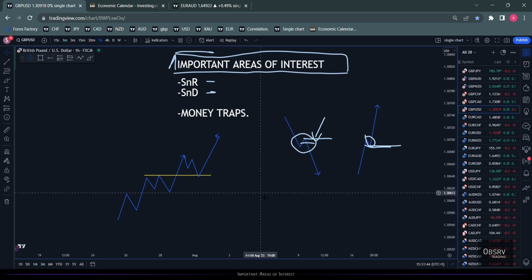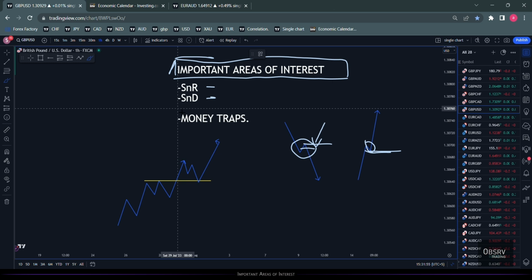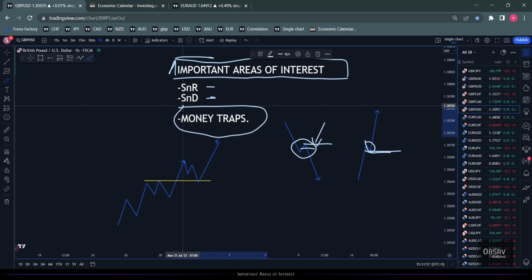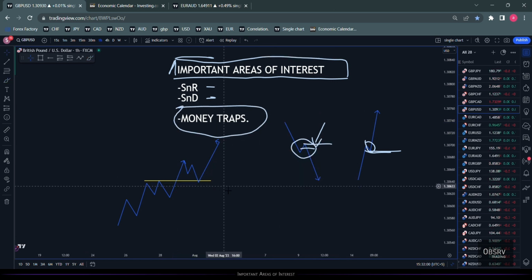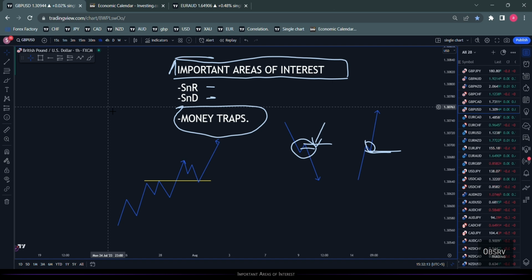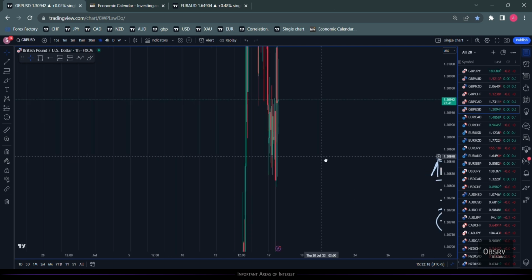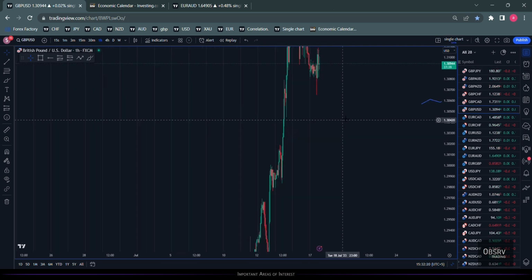Let's do a couple of quick examples of support and resistance and supply and demand, get it over with, and then come to the real thing that we're going to talk about. That is the money traps, where the money gets stuck, where you can almost 99% of the time expect a reaction in the direction that you've been analyzing the chart to go in. We'll come to that. Let's quickly go through some examples, and then we'll come back to this. Support and resistance first.